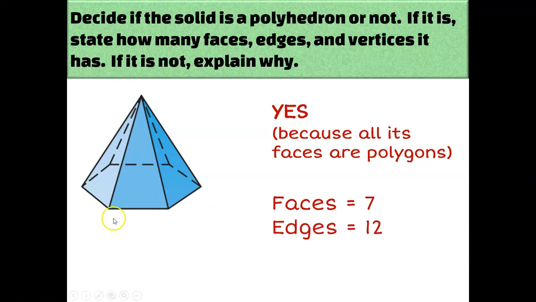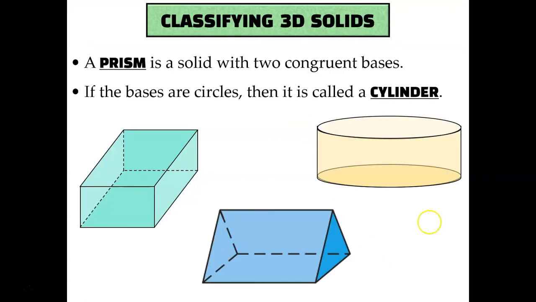For the vertices, there are 6 vertices on the hexagon, and then the triangles all meet together at one vertex at the top. That's actually called the apex, by the way. So there are a total of 7 vertices. We can classify solids into 3 main categories. Either they're a prism, or a pyramid, or a sphere.